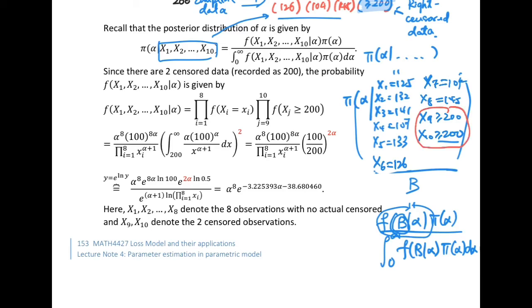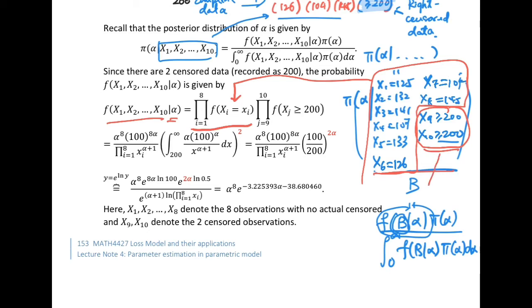Now given this, you can try to compute the probability of this event given alpha. For the first 8 events, that will correspond to this probability, and you know the exact value for that. For the last 2 censored data points, meaning the loss amount is greater than or equal to 2000, the probability will be equal to this.